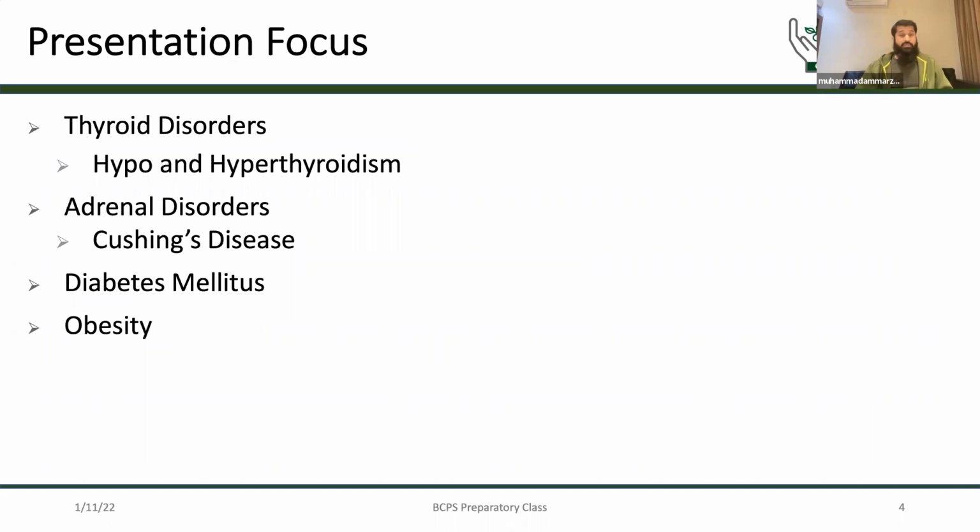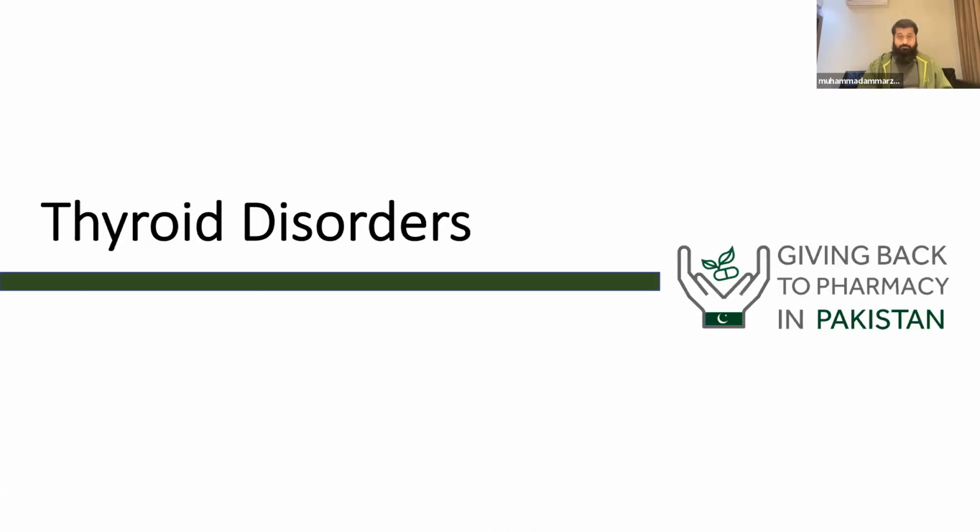Besides this, there is also polycystic ovary syndrome and disorders of the pituitary gland, but we will not go into detail because we have limited time. So we will only focus on thyroid disorders, hypo and hyperthyroidism, adrenal disorders, mainly Cushing's disease. We will focus on diabetes mellitus, and in the end we will talk about obesity. So let's start from thyroid disorders.